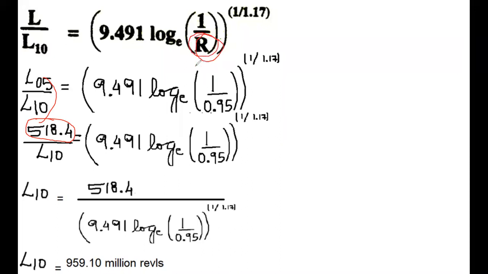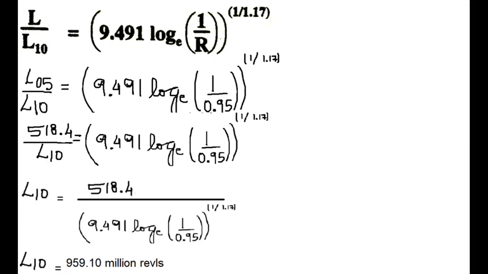Reliability is given as 95%, so I'm going to put here 0.95. Right? Once you simplify this way, step by step, like I have done, and put the values in your calculator, you will get L10 as 959.10 million revolutions. Step by step simplification, simple maths you have to do. That's it.